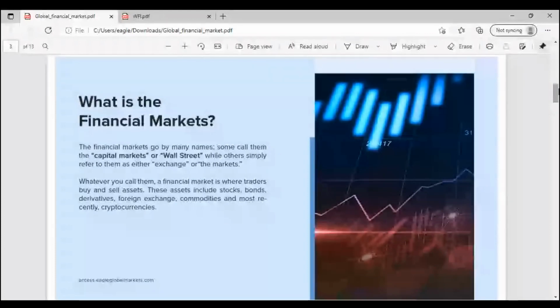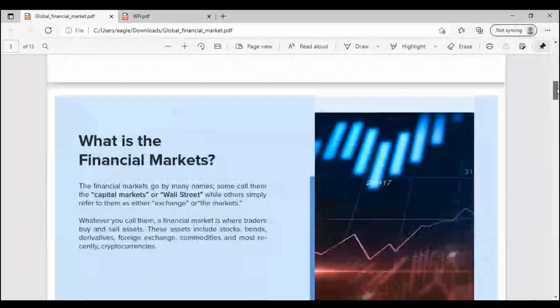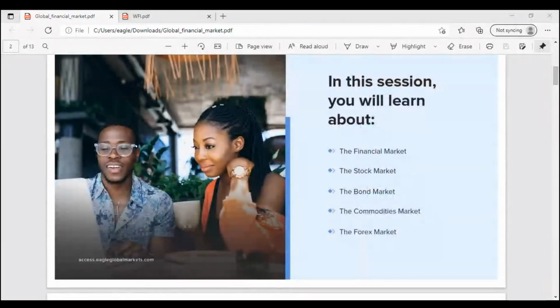What is the financial markets? Before I show the meaning, I wanted to ask a question. What do we think the financial market is? From the word financial, from possibly what you've heard before, how you've perceived it, what do you think the financial market is? I'd like to get a lot of responses because we're having a full house here.